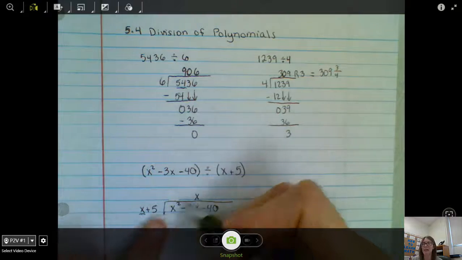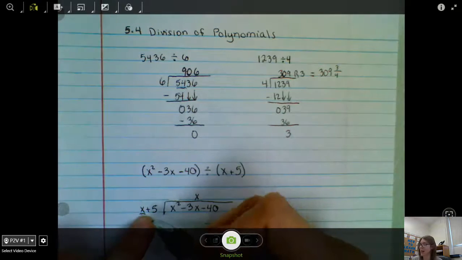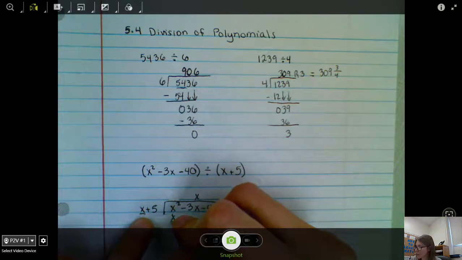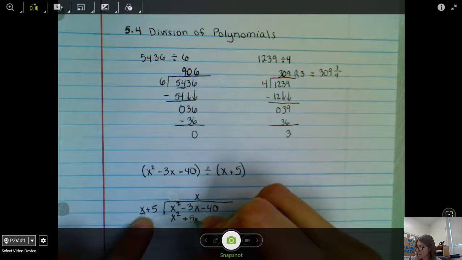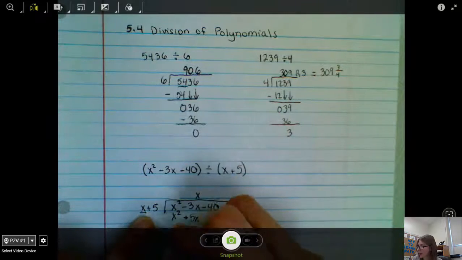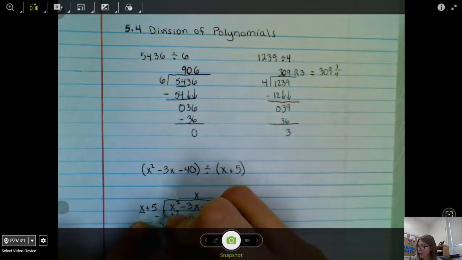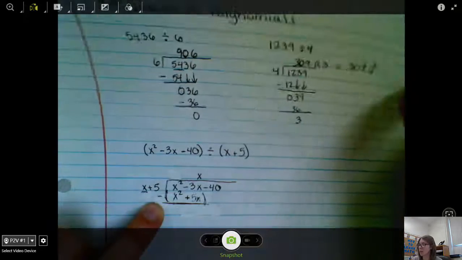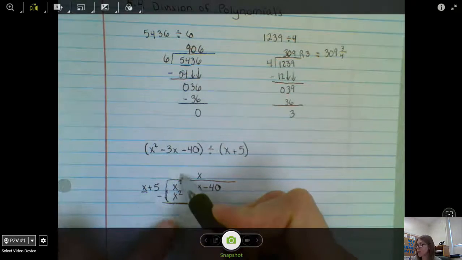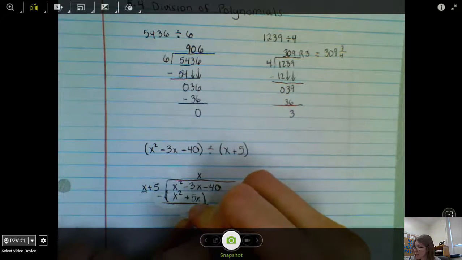And then I take x times this whole term that's out front, times the whole binomial out front. X times x plus 5 gives me x squared plus 5x. Here's the tricky part, the easiest place to make mistakes. We subtract just like we did with long division of numbers, but be careful you're subtracting each term. X squared minus x squared, those cancel out. Negative 3x minus 5x gives me negative 8x.